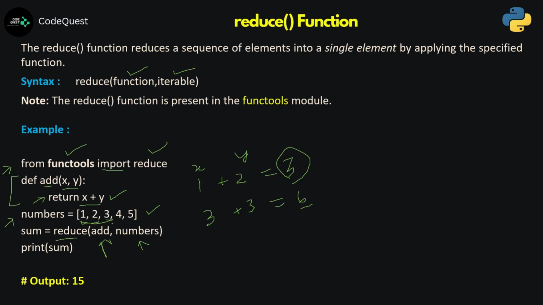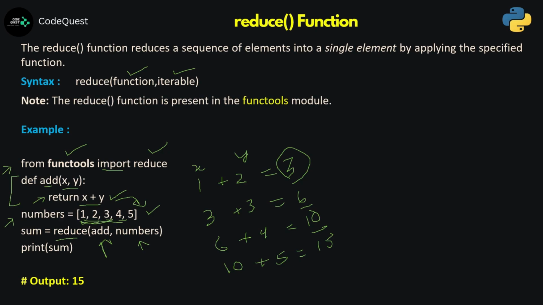Now we take 6 and this 4. So x is now 6 and y is 4, and the sum is 10. Up to this 4 we have received 10. Now one more element is left, that is 5. So when we call it, x becomes 10, y becomes 5, and it returns 15.